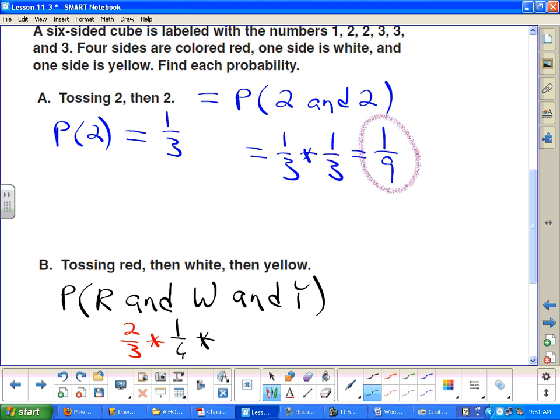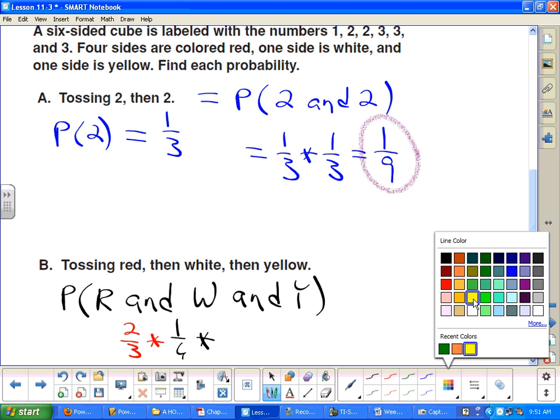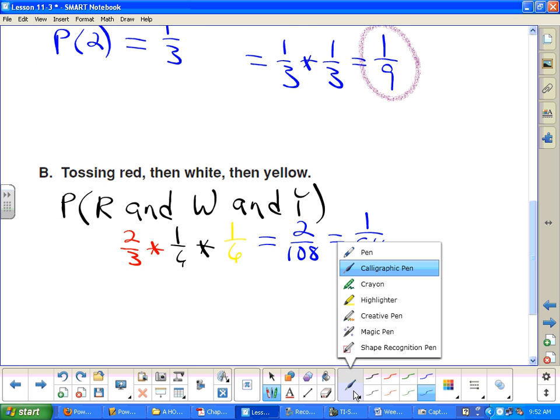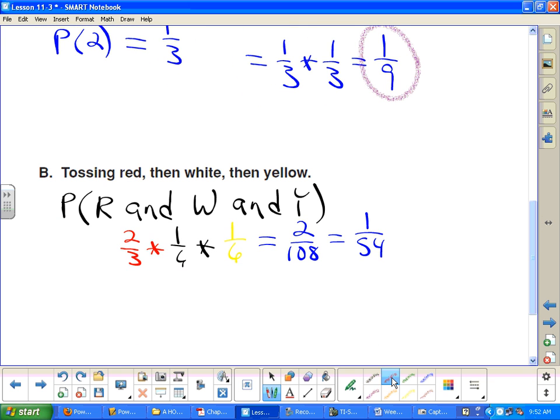And what's the probability of a yellow? 1/6. So let's change that to yellow. So that'll be 1/6. All right, and that equals what? Let's see. 6 times 6 is 36, and times 3 is 108. So we would have 2 over 108, which is 1 over 54. And we'll circle that one with the red crayon.